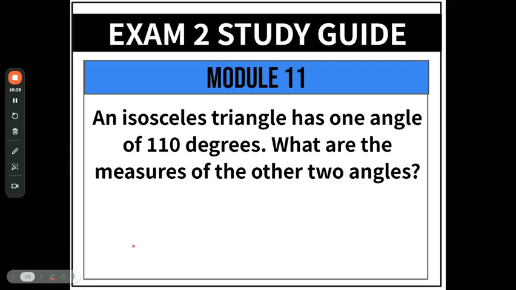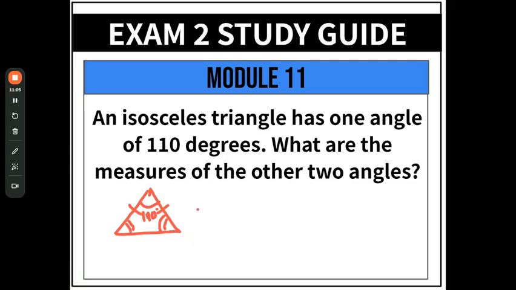Okay, and an isosceles triangle has one angle of 110 degrees. What are the measures of the other two angles? Well, we know that in an isosceles triangle, two of the sides, so here we go, I'm going to draw a triangle for you here. Two of the sides are going to be exactly the same. So if those are exactly the same, and this angle right here, what they told us is 110, we know that these two angles over here also have to be the same.